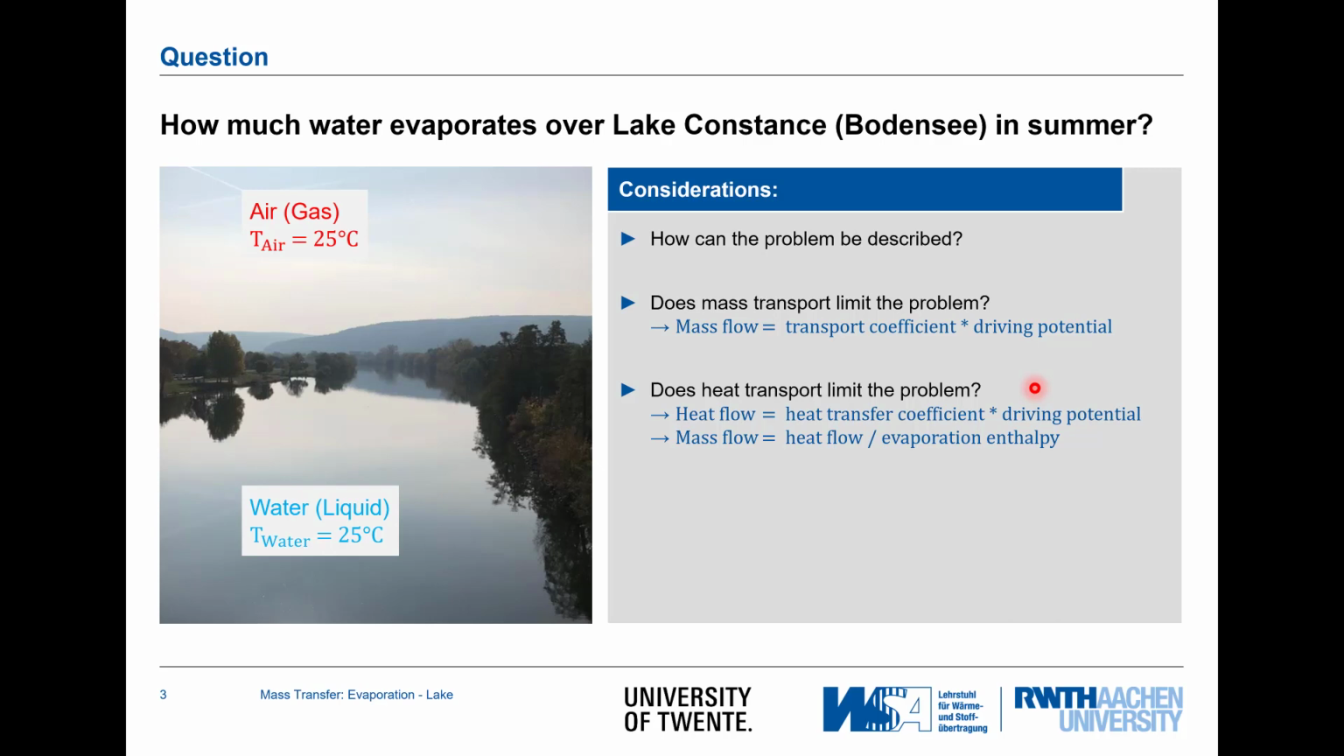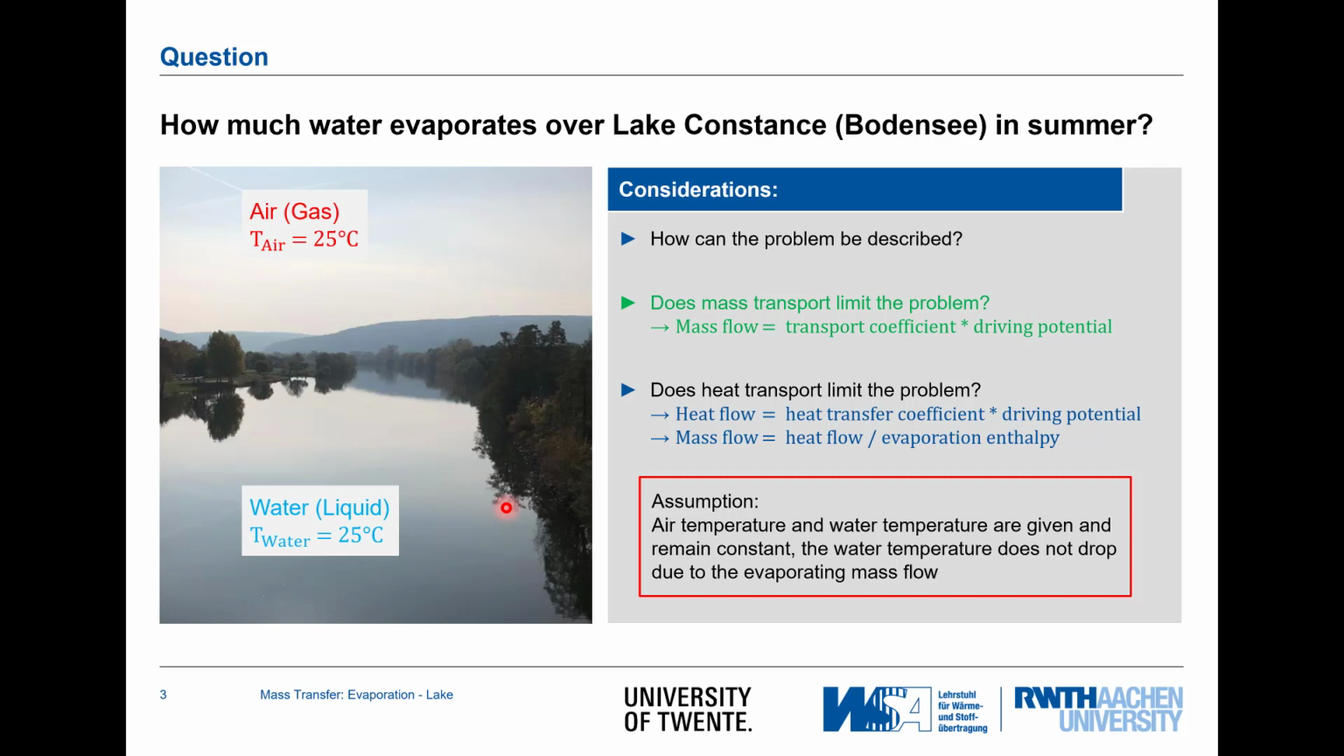In our case, we do not have the heat transfer as a problem, because we assume that the water temperature is not changing over time due to how big the reservoir is, so it remains, although evaporation takes place, at 25 degrees centigrade. That's what I just said. That's highlighted here by the green. Mass transport, we need to think about ambient conditions, and the assumption, as I said, that we put forward: air temperature and water temperature given remain constant, and the water temperature does not drop.